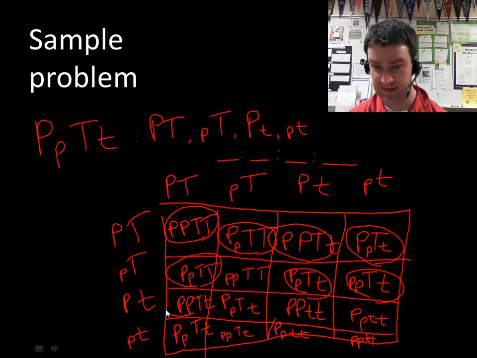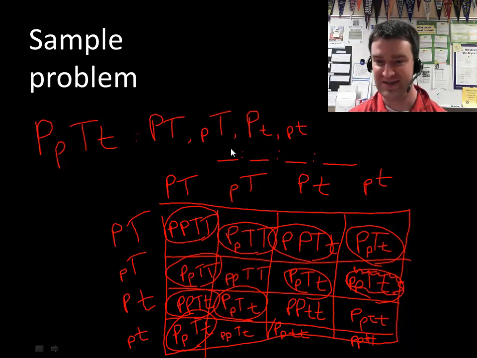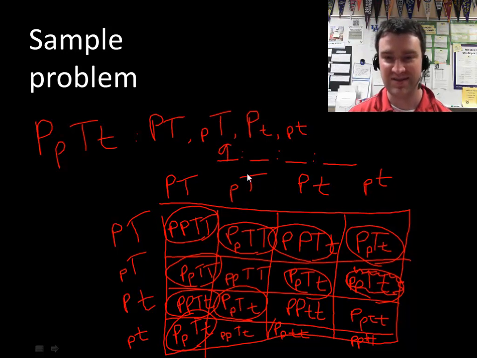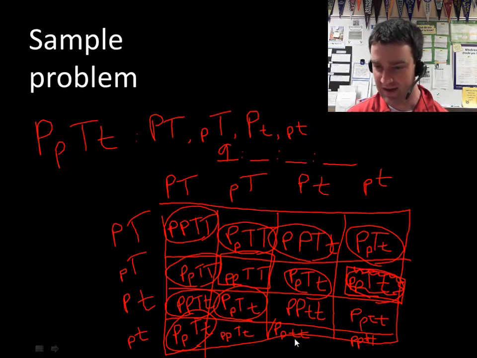7, 8, 9. I actually circled this one. I should not have. I apologize. That one is actually green and tall. The 9th one is down here. So I apologize. There were 9 who were doubly dominant for both. There should be 3 who are green and tall. Here's green and tall. This one should have been green and tall. And this one over here is also green and tall. So there's 3 who are that way.